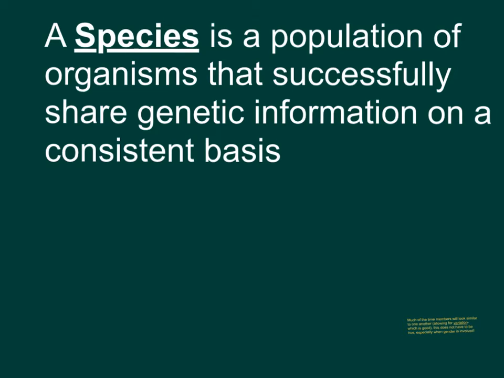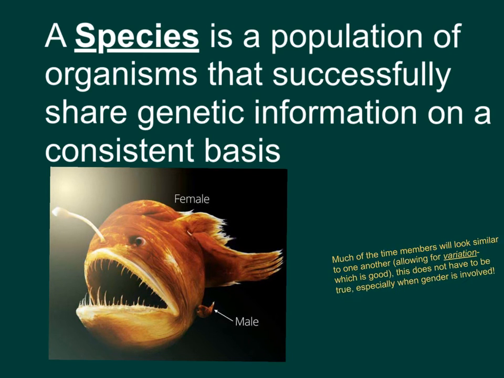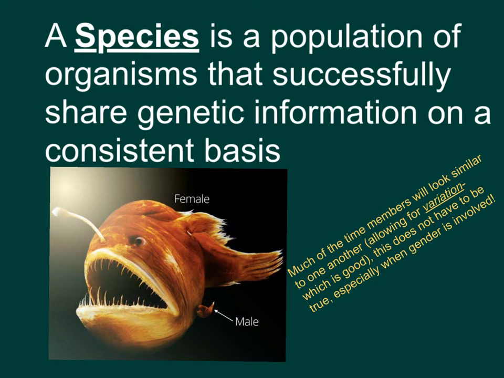But what happens if species are similar? Well, we go back to this definition. A species is a population of organisms that successfully share genetic information on a consistent basis. Now, before we move on, I do want to make one point in this video that you should know. Much of the time, members of the same species will look similar to one another. Once again, allowing for variation, which is good.